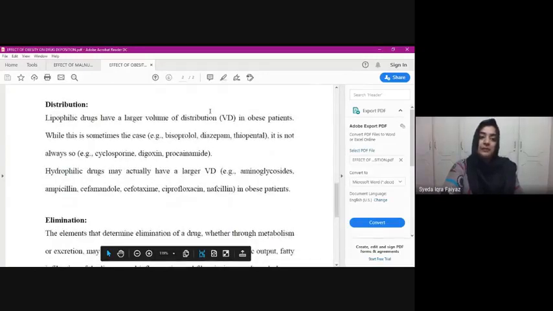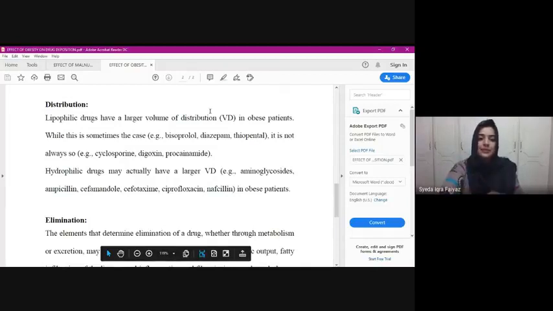Now the distribution. Lipophilic drugs are those drugs for which fat is required for absorption. So these drugs have a higher volume of distribution in obese patients. Why? Because obviously these are absorbed in the presence of fats, and in an obese person the fat levels are high, so a larger volume of distribution is found, and they're largely distributed within the body. While this is sometimes the case, for example, for bisoprolol, diazepam and thiopental, it is not always so for cyclosporine, digoxin, and procainamide.